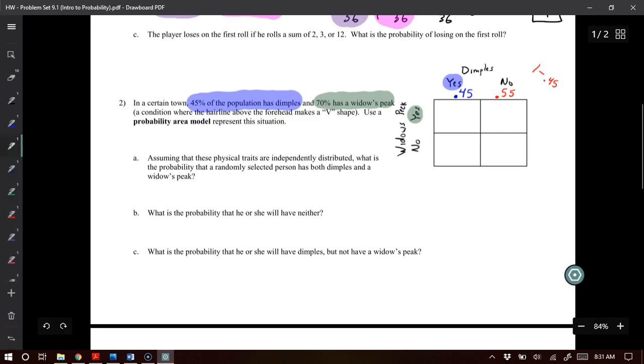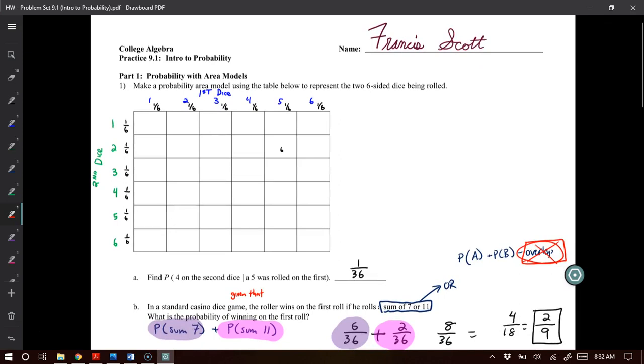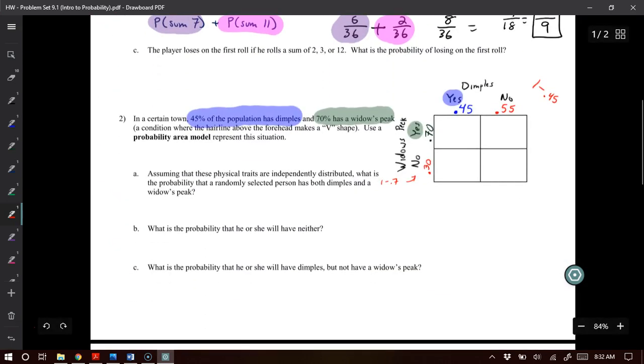Now, you could just write it as 0.7. I'm going to write it as 0.7D. So then what percent don't have a widow's peak? Well, that would be 0.30. That would be 30%. And it's the same idea. I would do 1 minus 0.7, and that does not have it. So I have the outsides just like I did in number 1. I just had to read what was given to me.